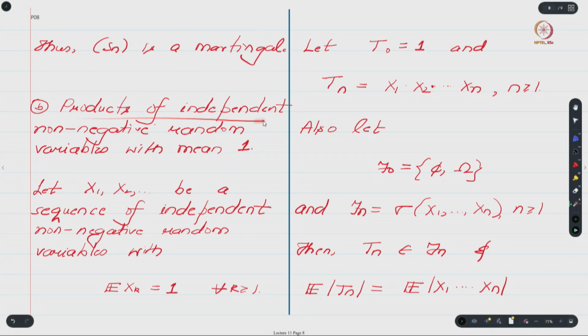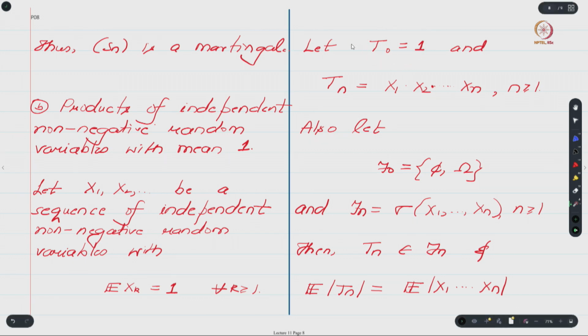So, the next example looks at products. In the first example we looked at sums; in the next example we are going to look at products of independent non-negative random variables with mean 1. So, let us look at this example in more detail. Let us say we have a sequence of independent non-negative random variables with the property that the expected value of xk equals 1 for all k bigger than or equal to 1. With this property we are now going to construct a Martingale sequence in the following way.